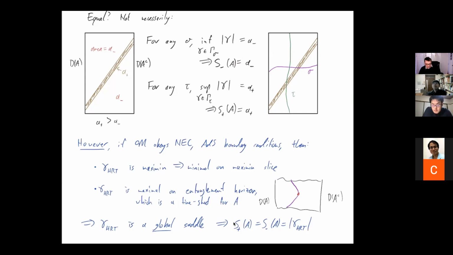And on that entanglement horizon, the HRT surface, by virtue of the null energy condition, is maximal, right? Because if I shoot out these null rays, they're focusing, and so the area decreases along here, it decreases along here, and so the HRT surface is maximal on the entanglement horizon. So that means that the HRT surface is both the maximin and the minimax surface, which means it's a global saddle. And the existence of a global saddle implies that the maximin and minimax are equal to each other and to that area. Okay, so once we impose some physical conditions, then the maximin and the minimax collapse into the same quantity, which is just the HRT area. Okay.